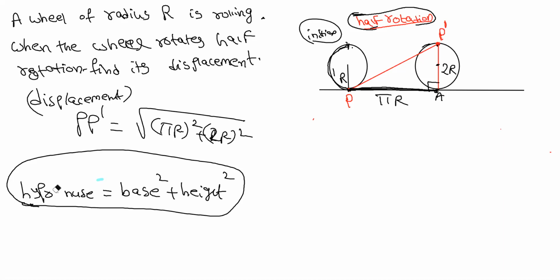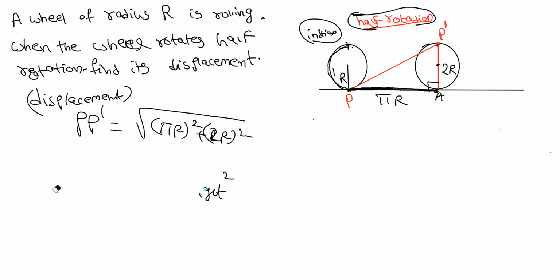These are the standard questions. Wherever you go, you will find these types of questions. The only concept we need to know is that displacement is a straight line distance. That's why I have taken this one, and this is the diameter, 2r. The distance traveled by this point, because they told half rotation, will be half the circumference.